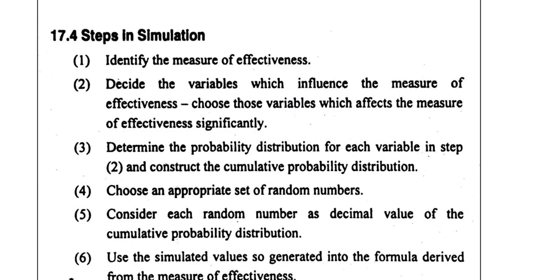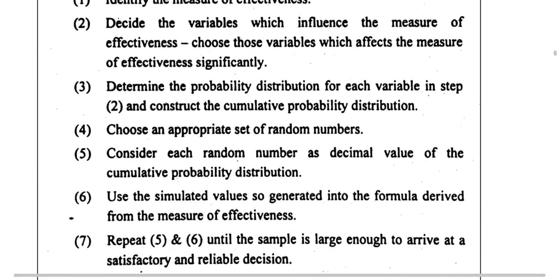The steps are to identify the measures of effectiveness and choose the appropriate set of random numbers. Determine the probability distribution of each variable and consider a random number as a decimal number of the cumulative probability, and finally we can simulate the values so generated into the formula.